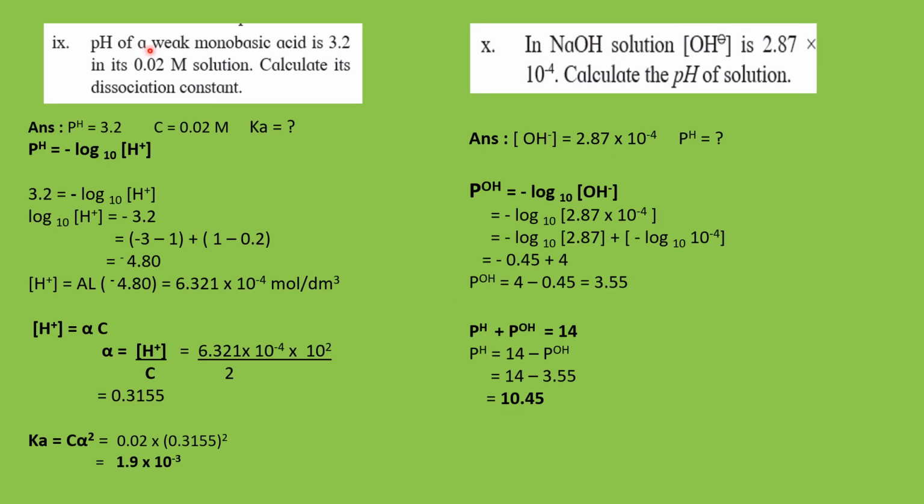Ninth question. The pH of a weak monobasic acid is 3.2 in its 0.02 molar solution. Calculate its dissociation constant. So pH is given 3.2, concentration is given 0.02 molar. We have to find out the dissociation constant Ka. The formula to find the dissociation constant is C alpha square. C is given in the question, but alpha is not given. So we can find alpha using the formula molar concentration of H+ upon C. Here also C is given, but the H+ ion concentration is not given.